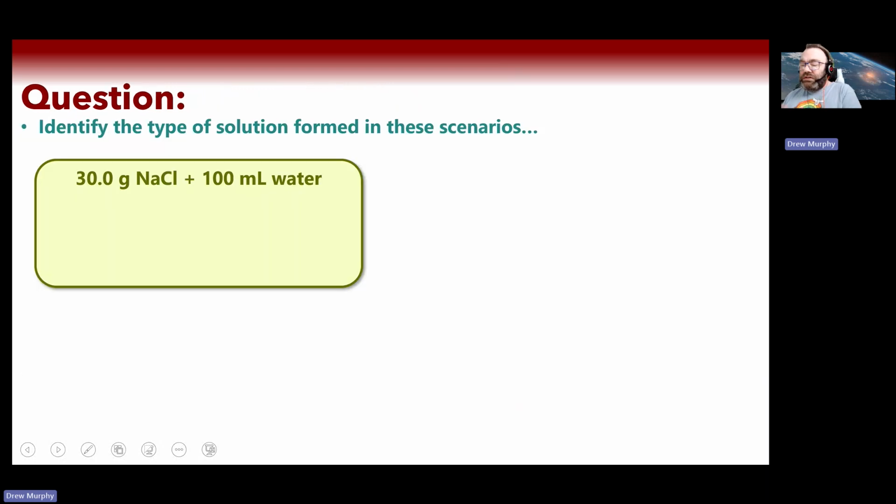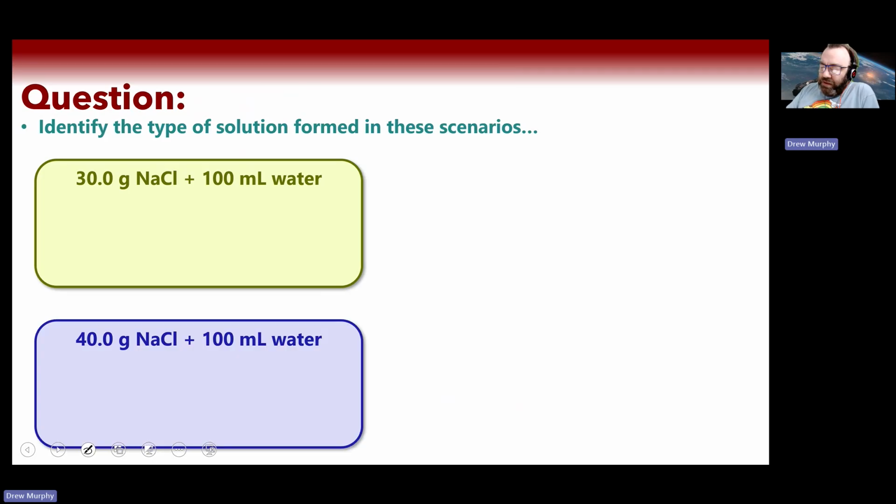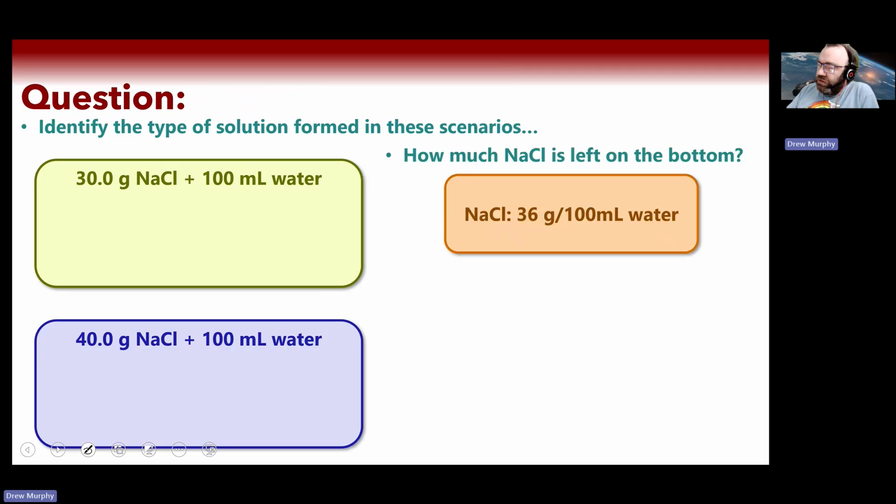All right, so let's see if we can navigate our way through this question. Okay, we want to figure out what kind of solution is here. What type of solution is formed in these scenarios? So I've got two scenarios for us. It might be helpful for us to remember that saturated sodium chloride in solution is 36 grams per 100 milliliters. We saw that on the previous slide. Okay, so if we put 30 grams of sodium chloride in 100 milliliters of water, that's less than the max amount. So this is unsaturated.